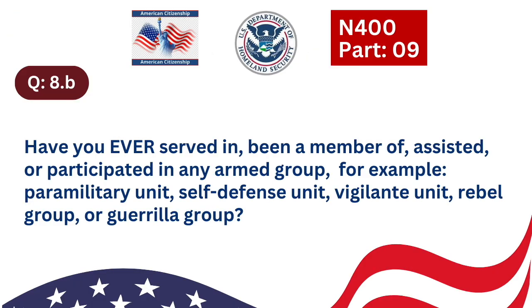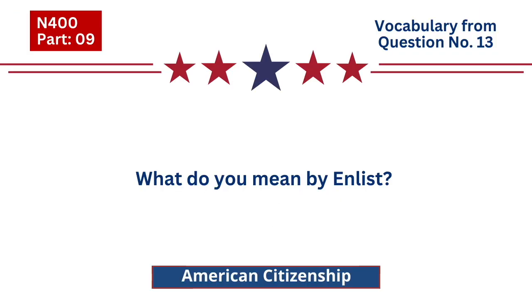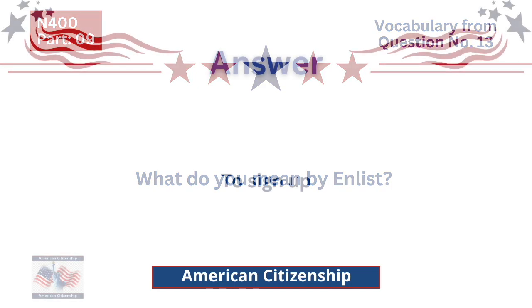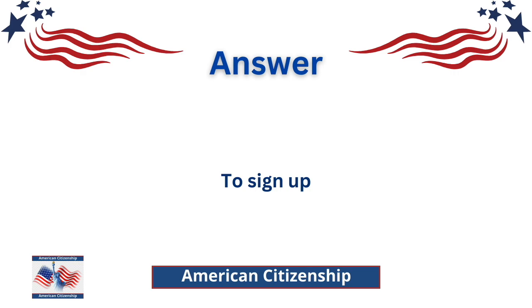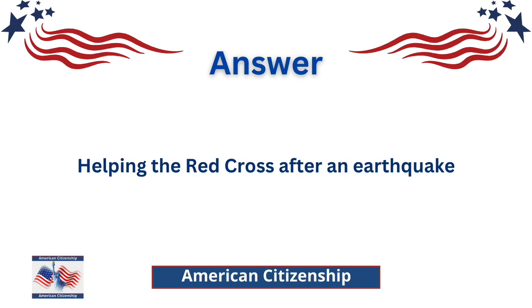Have you ever served in, been a member of, assisted, or participated in any armed group, for example, paramilitary unit, self-defense unit, vigilante unit, rebel group, or guerrilla group? No. What do you mean by enlist? To sign up. What is example of work of national importance under civilian direction? Helping the Red Cross after an earthquake.